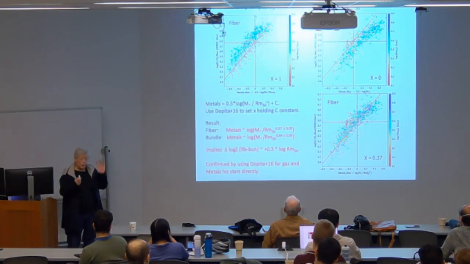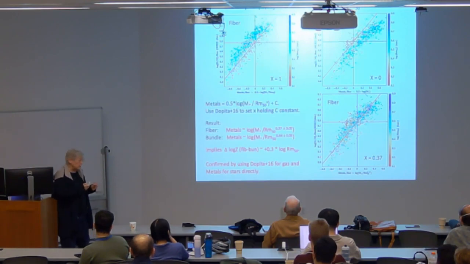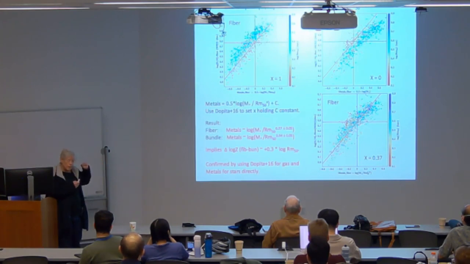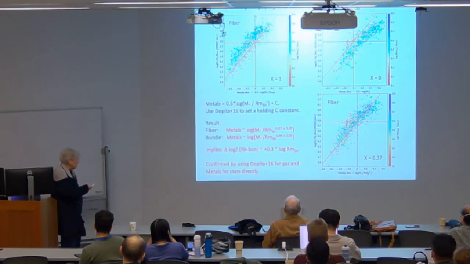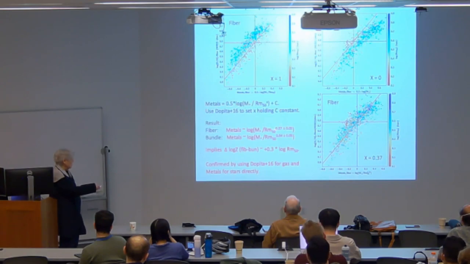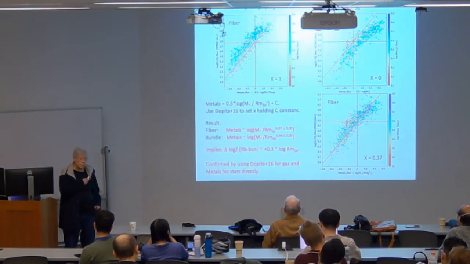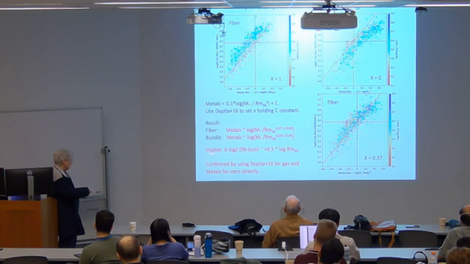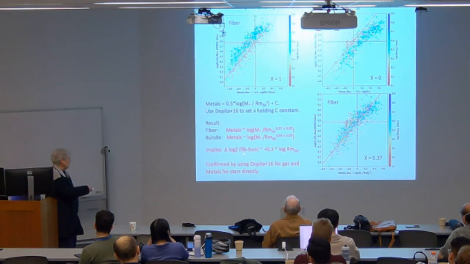We don't know very well the exponent in the denominator of R. So let's assume that Dopita is truth and vary that exponent and find the smallest scatter. And the results are as follows. In the fiber, we find that exponent is 0.37, and for the bundle it's 0.94. That's almost just M over R. That's potential well depth. And that implies, combining these two relationships, a radial abundance gradient given by this number.